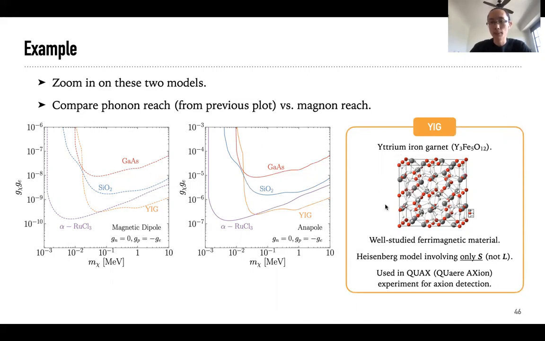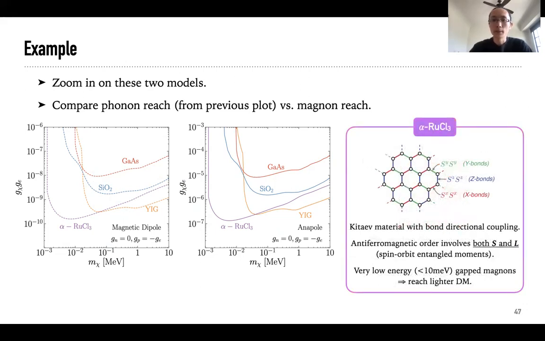It's described by a Heisenberg model that involves only the spins of the electrons, but not the orbital moments. This is the material used in the CRAX experiment for axion detection. So this is something that people know how to synthesize in good quality.